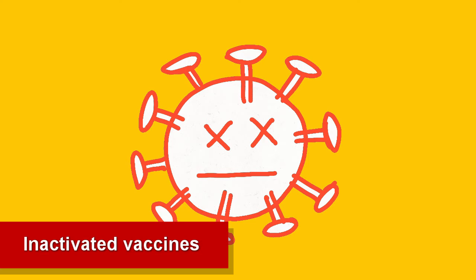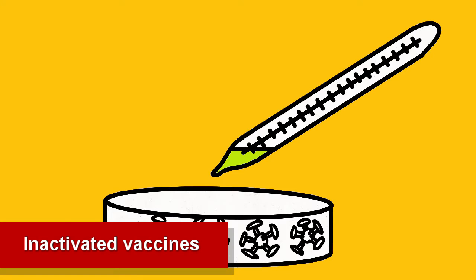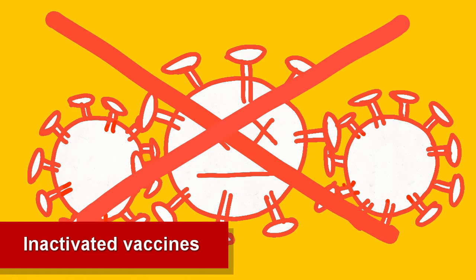A much preferred version is to inactivate the virus. Viruses are completely inactivated or killed with a chemical. The virus is unable to reproduce, but the immune system is able to recognize it and form memory cells.